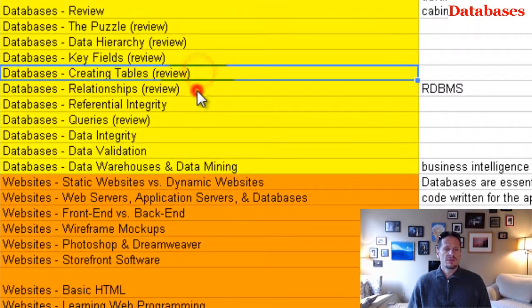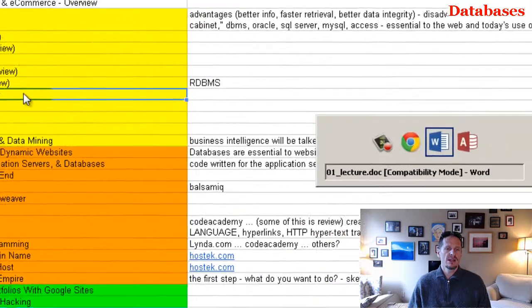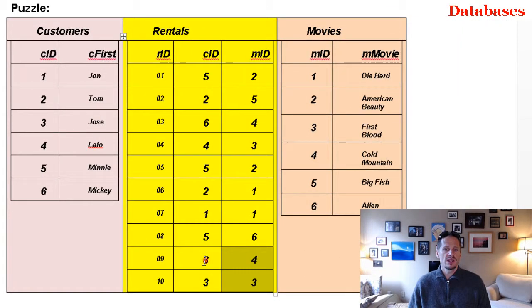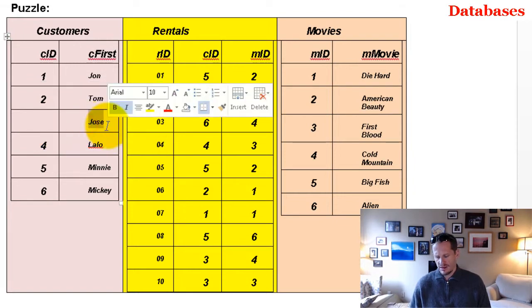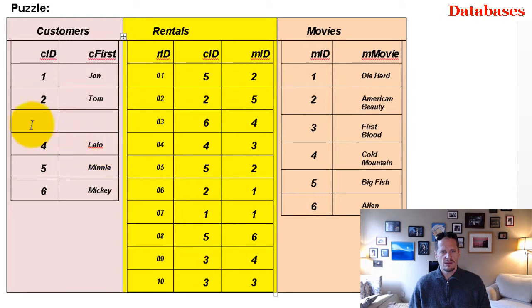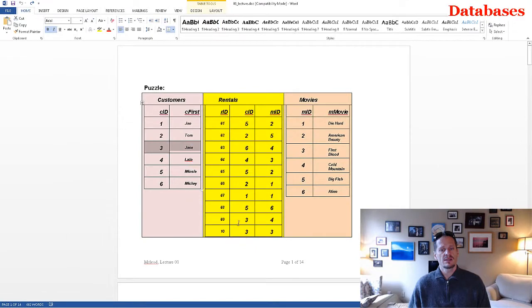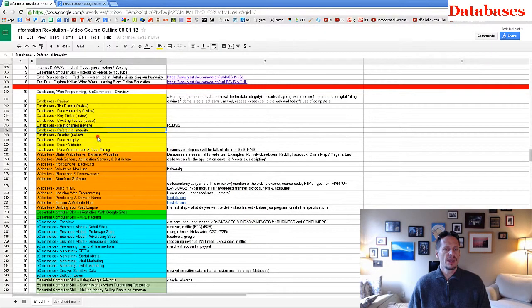We saw how to create tables. We've seen relationships. Referential integrity just means that if we're referring to customer ID here, I can't delete this record, right? Because now if I'm like, hey, customer 3 rented what? There's no customer 3. That reference no longer has integrity. So referential integrity means once we've used a record in some sort of a reference, we can't delete that record. That's referential integrity. Queries, asking questions of the database.